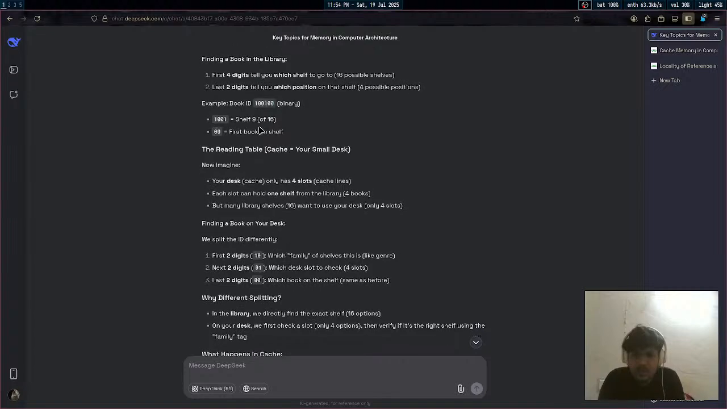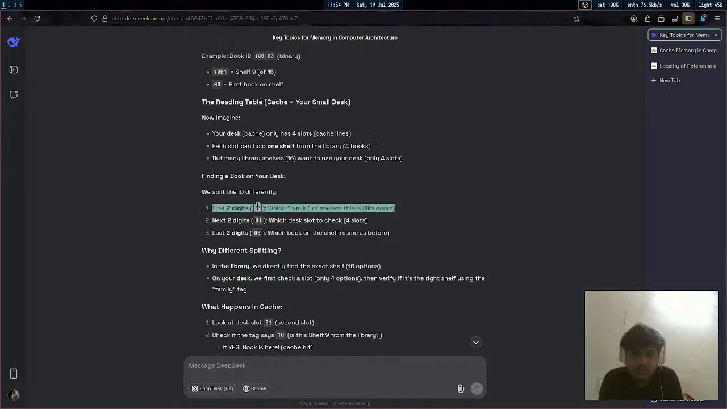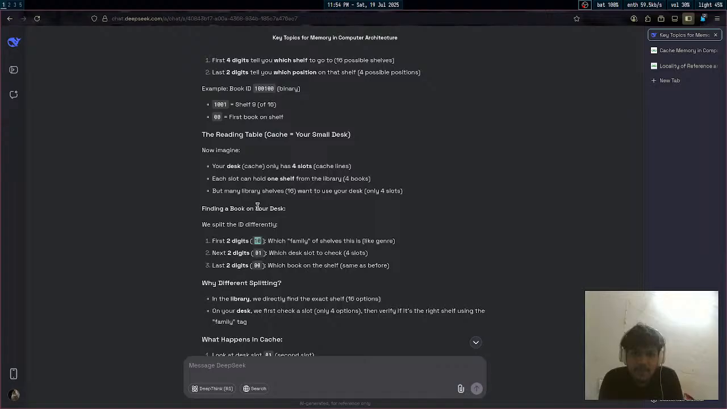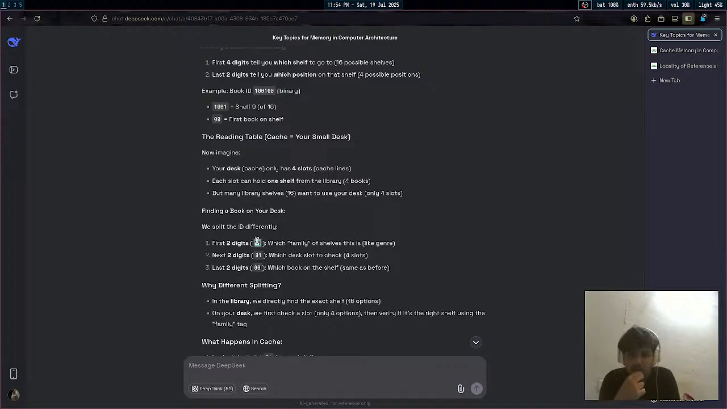So what I am thinking is, we are aiming to get value from shelf 9, and what is happening over here is that the first 2 digits will tell which family of shelf this is. So it is telling which set of blocks I am having, blocks which are near to each other, right?